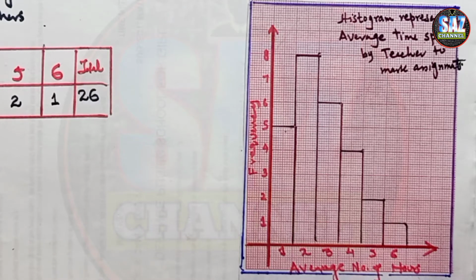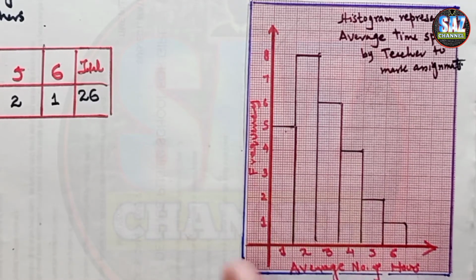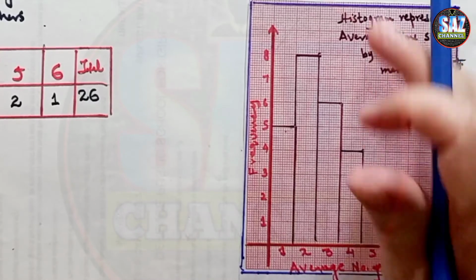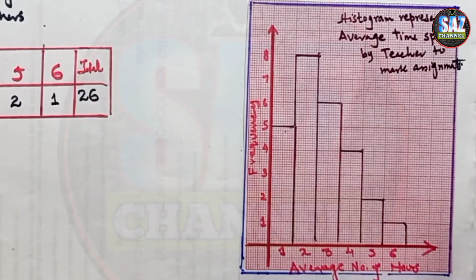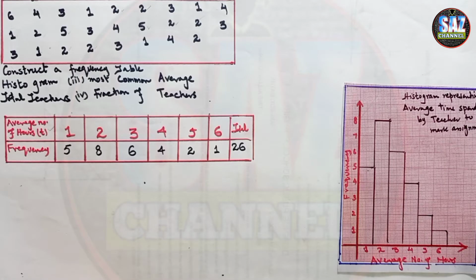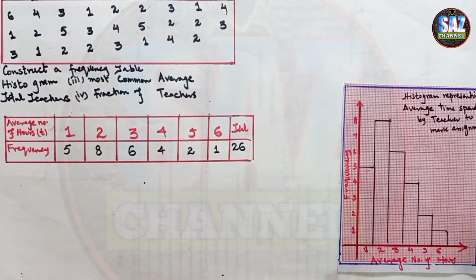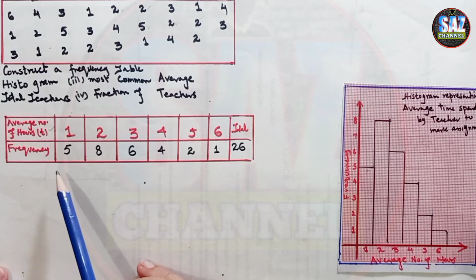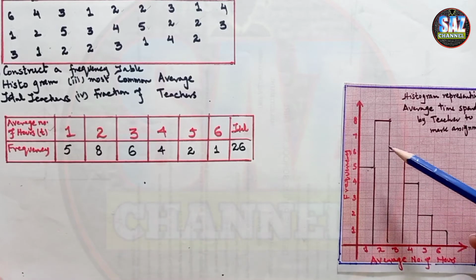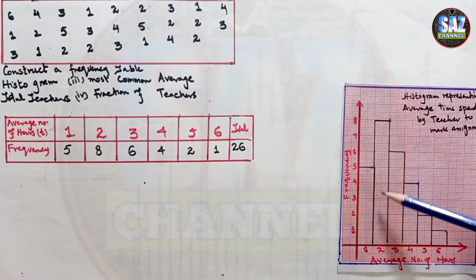This is how you will get full marks. You must label your x-axis and y-axis, and you must give the title, and then the examiner will award you full marks. Histogram is done, and the next question is, what is the most common average number of hours spent on marking their students' assignments? There are two ways of finding the answer. Use your graph as well.